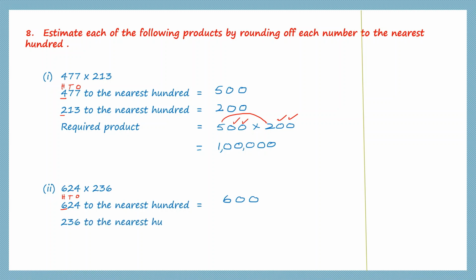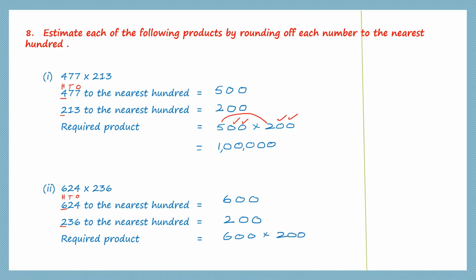236 to the nearest 100. The digit in the hundreds place is 2. The digit to its right is less than 5. So 2 will remain the same and the other two digits are two zeros. 236 to the nearest 100 is 200. Now the required product here will be 600 into 200.